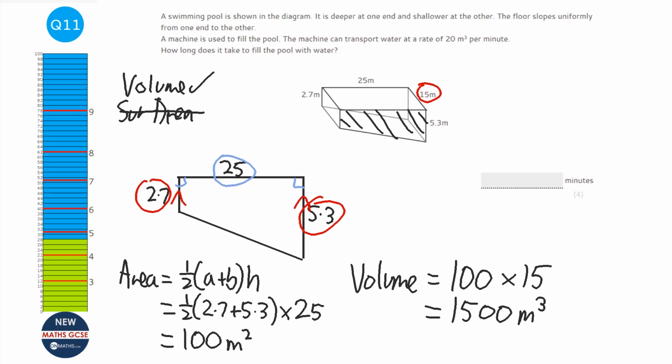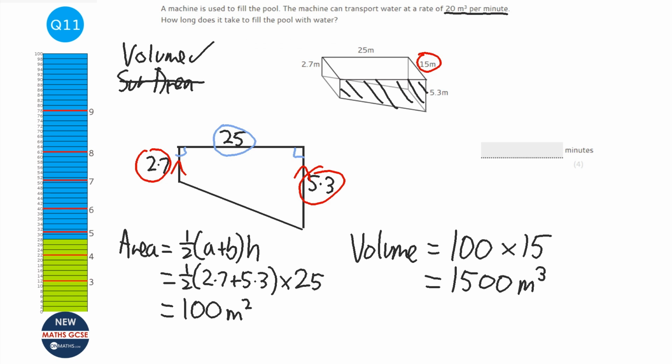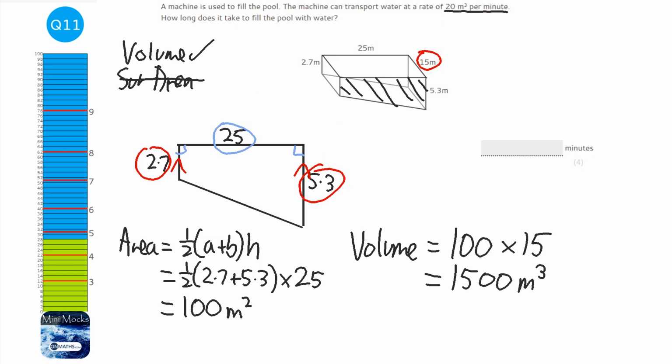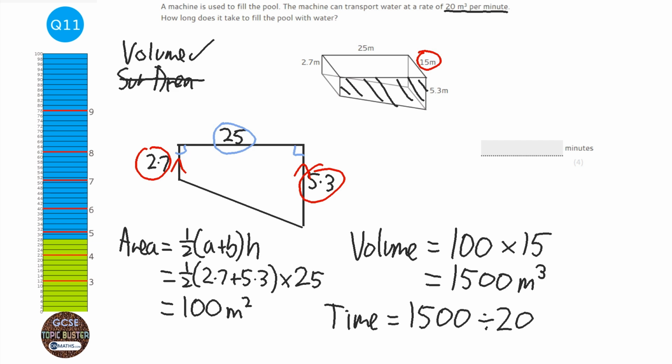So that's what the volume is, and it says the machine transports the water at a rate of 20 meters cubed per minute. So in 1 minute it's going to be 20, in 2 minutes 40. The other way of thinking about this is how many 20s are there in 1,500? So we can say time equals this, how much it's got to fill, divided by this, how much it does per minute. So on the calculator, 1,500 divided by 20 equals 75 minutes. So it's going to take 75 minutes to fill the pool.